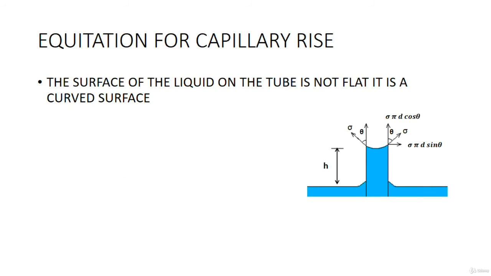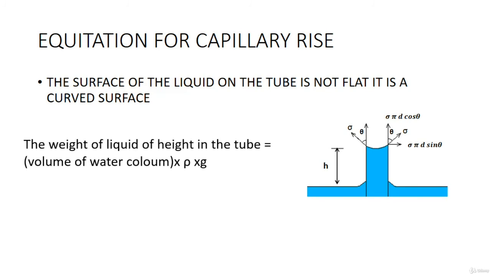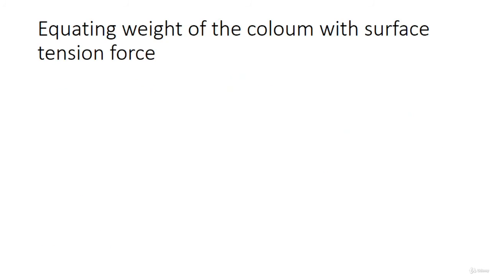Surface tension sigma acts at an angle theta with the vertical. Hence, we equate the vertical component of the surface tension with the weight of the column with height h. Weight of the column is equal to the volume of the water column into mass density rho into g. Volume we can calculate by taking the product of area and height. Hence, the weight of the water column will become pi d square by 4, that is the area, into height h into rho into g, where rho is the mass density.